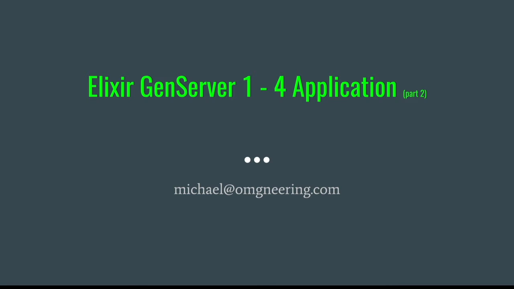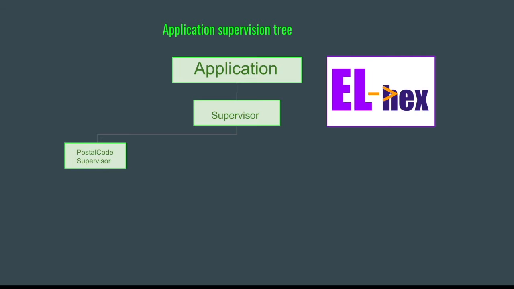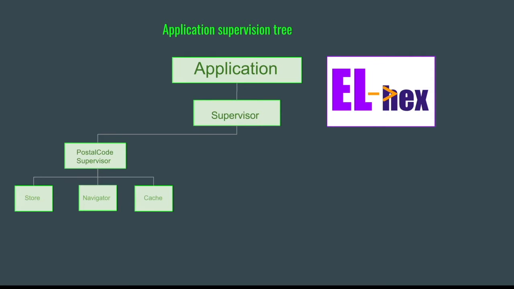In part 1, we went over the setup of an Elixir application and wired up our supervision tree. Here we're going to pick up where we left off by adding a navigator module for calculating distances between postal codes and a cache module to improve our performance by using memoization. It would be a good idea to check out part 1 of this to make sure you're familiar with the general application layout.